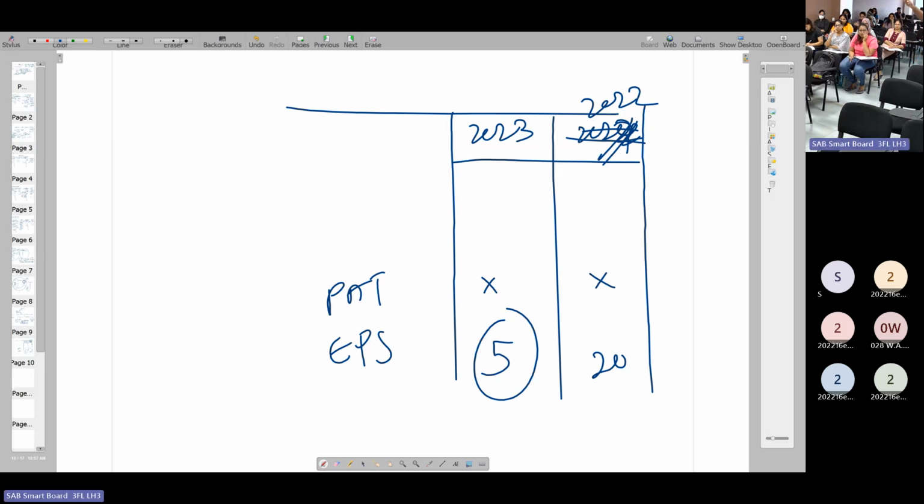If we are showing like this, what would happen to traders? Mislead. Therefore, what should we do? Previous year EPS should be adjusted. Adjusted EPS. Previous year EPS also should be adjusted, otherwise misleading.